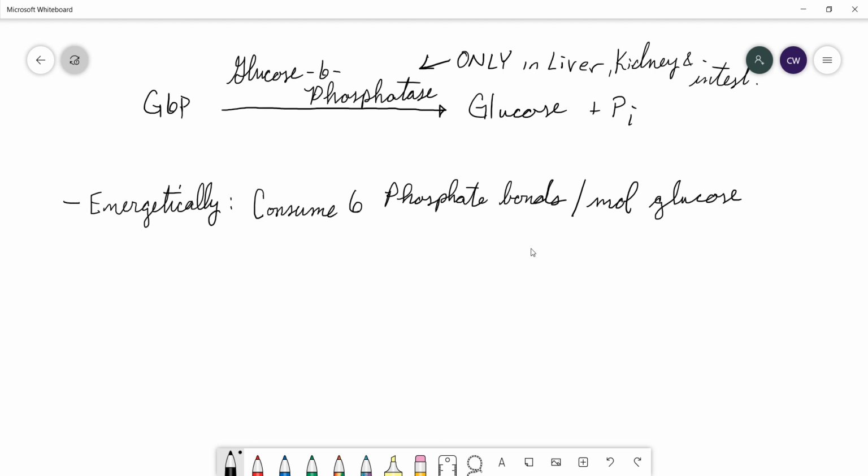Now, what I would like for you to do is to figure out how much energy this costs us per mole of glucose produced. So you know the mole ratio is 6 phosphates to 1 glucose. Figure out what the energy is for 1 phosphate bond, that way, hydrolysis. That way you can figure out how much energy is consumed to produce 1 mole of glucose in your body.